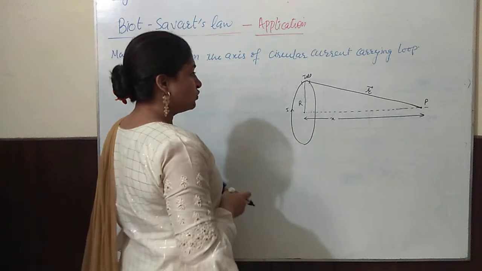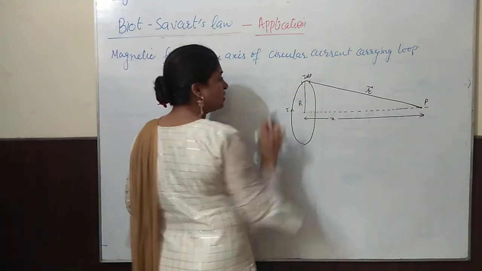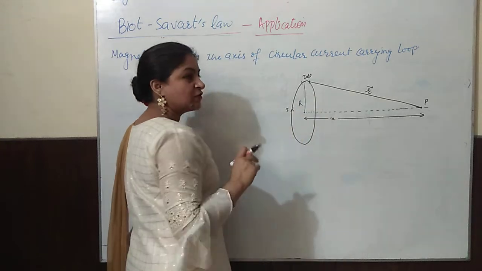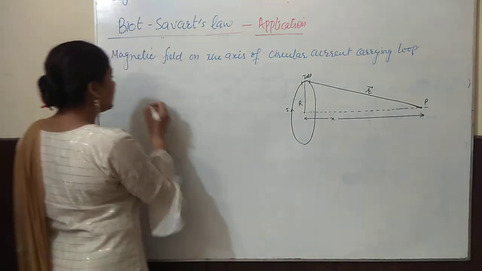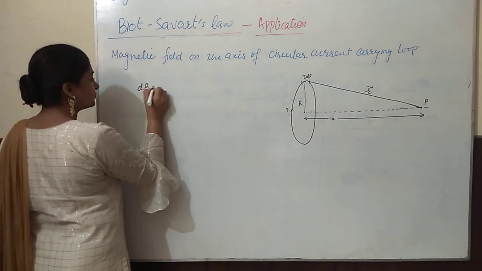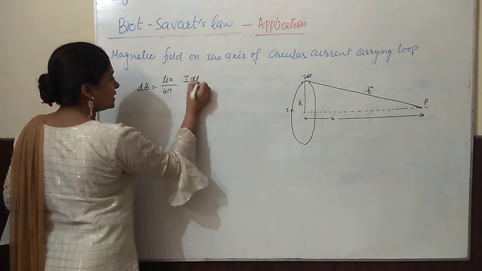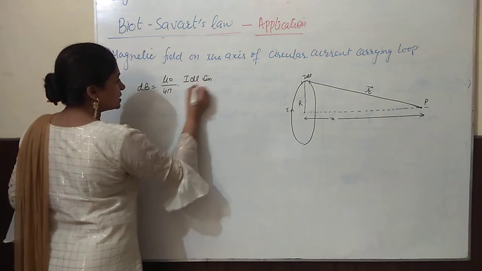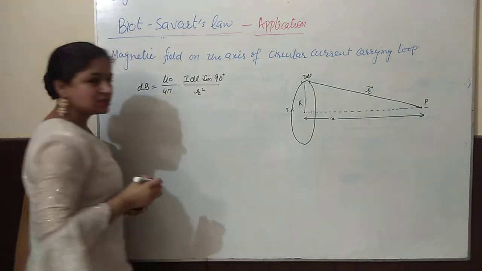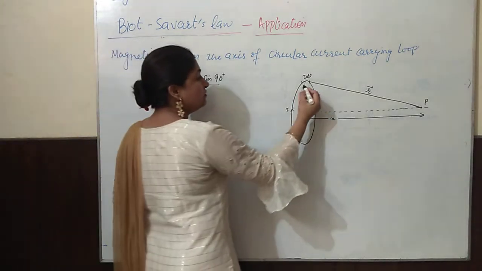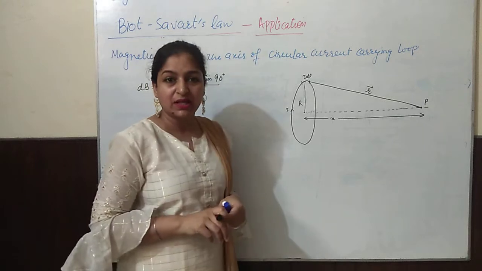First we are going to apply Biot-Savart law to find the magnetic field due to the small current element, and then we will find the magnetic field due to the whole current loop. So the small magnetic field dB due to the current element IDL would be mu naught over 4 pi, IDL sine 90 degrees over r squared. Why am I taking sine 90 degrees here? The angle between the current element and the position vector is 90 degrees.